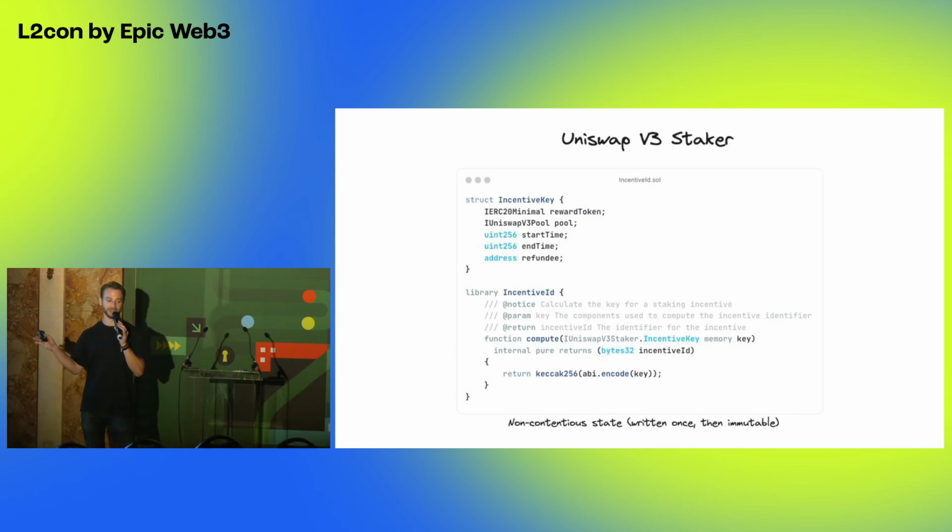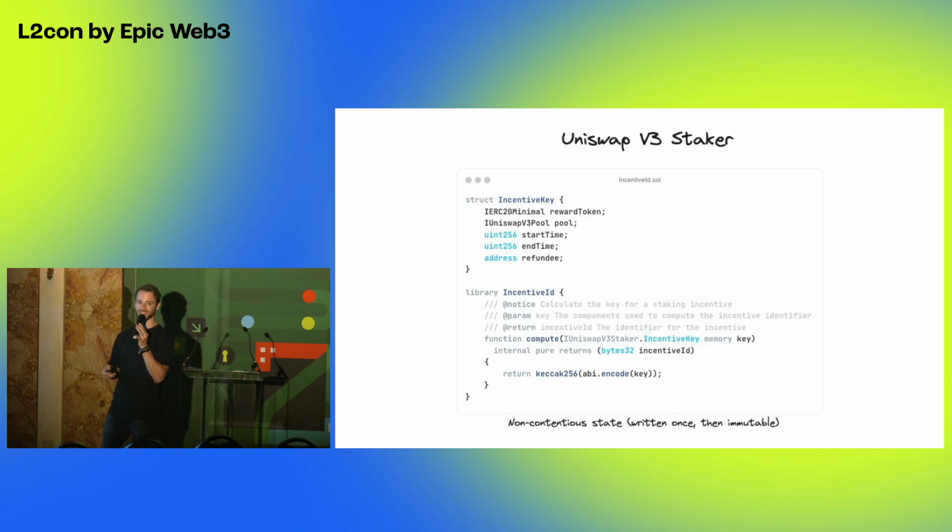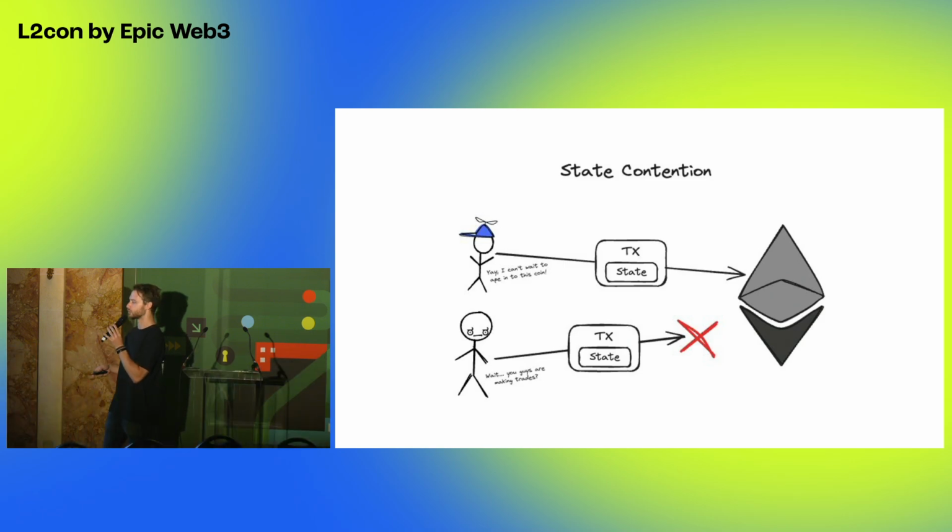This is what we call non-contentious state, because all this data is set once and then it never changes again. It's never updated, it's never deleted, so it's really easy to just pull this data off an indexer and anyone can provide it. The problem comes if we have contentious state that's changing frequently, state that two different users might try to interact with at the same time.